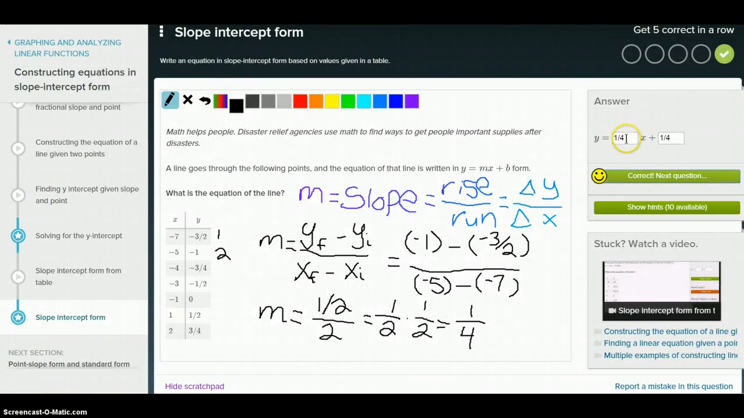Alright, so going back over here, we have y equals 1/4 x plus b, so the slope m plus b. Alright, and we got that right, so let's move on.